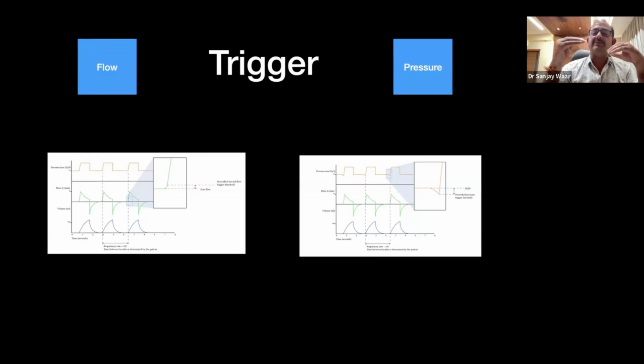So this is about the flow trigger. On the contrary, the pressure trigger works along the same line but with a different mechanism, in that it picks up the drop in pressure.